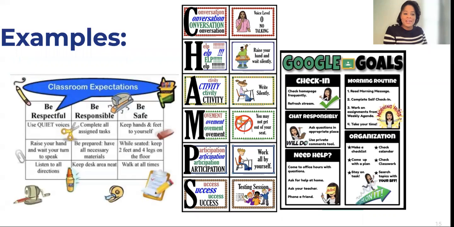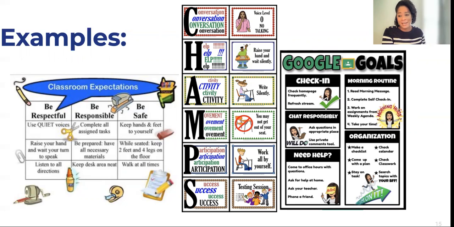Examples. Here are some examples of clear expectations posted in the classroom. On the left, you see the first example says be respectful, be responsible, and be safe. Three very clear things for students to do. And it provides a few examples of how to do that. How to be respectful: you want to use your quiet voice, you want to listen to those directions. How to be safe: you want to keep your hands and feet to yourself. Be sure that you walk at all times. So that's the first example.